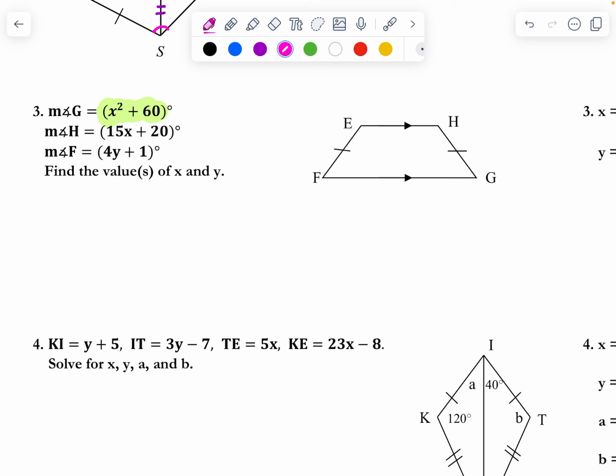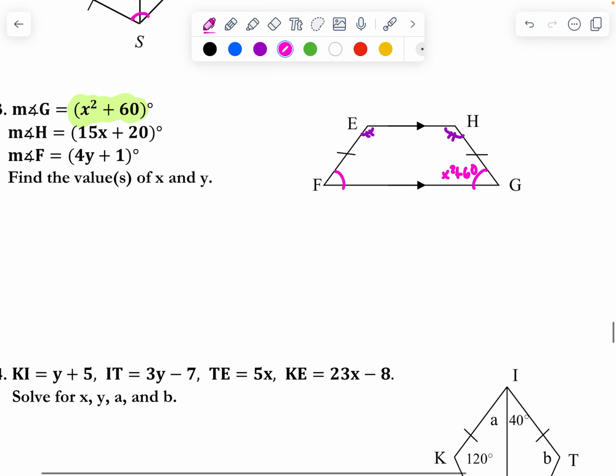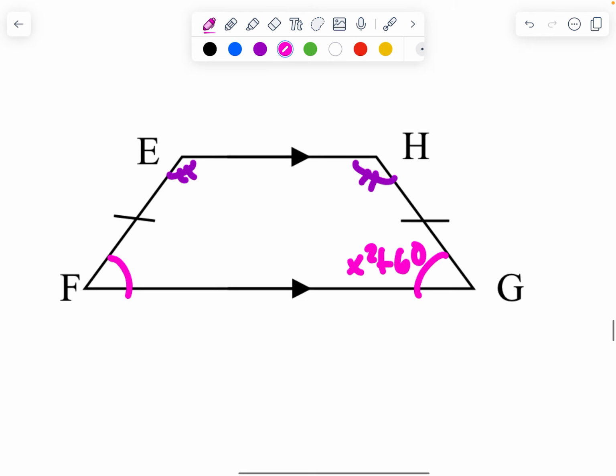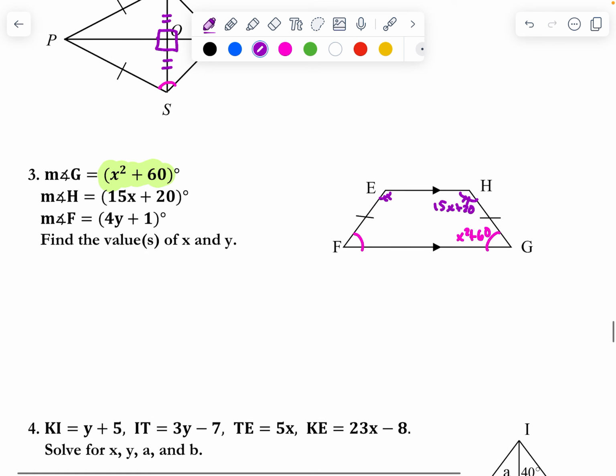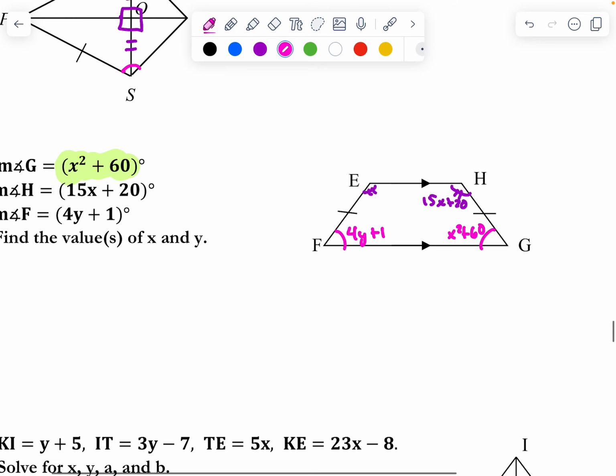Again, another isosceles trapezoid. So I'm going to go ahead and mark my base angles, and I'm going to mark these angles here as well to tell me that these are congruent. Wonderful. Okay, I know that angle G is x squared plus 60. Right, that's what it was. I know that angle H is 15x plus 20. And then I know that angle F is 4y plus 1. And that's all we know so far.